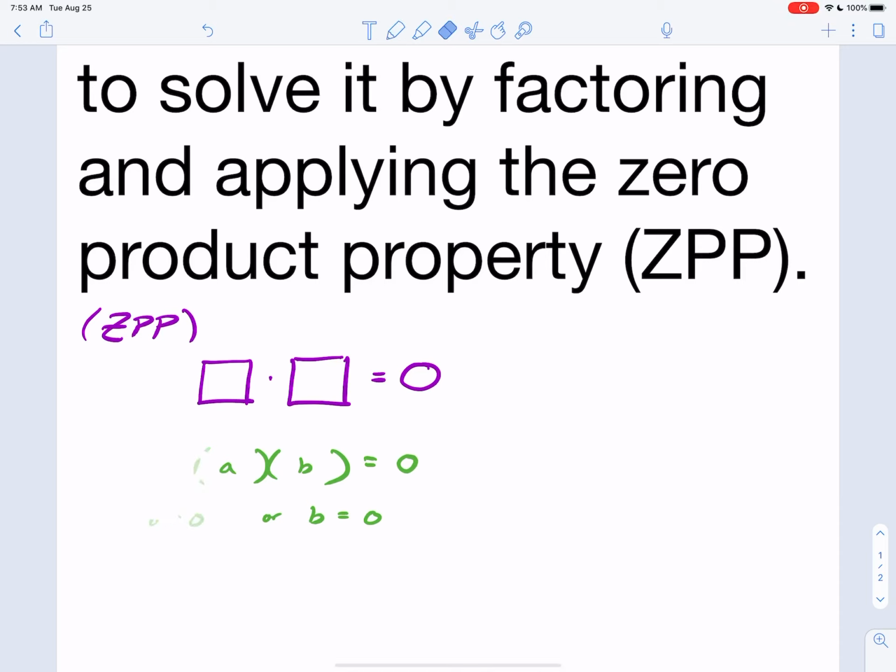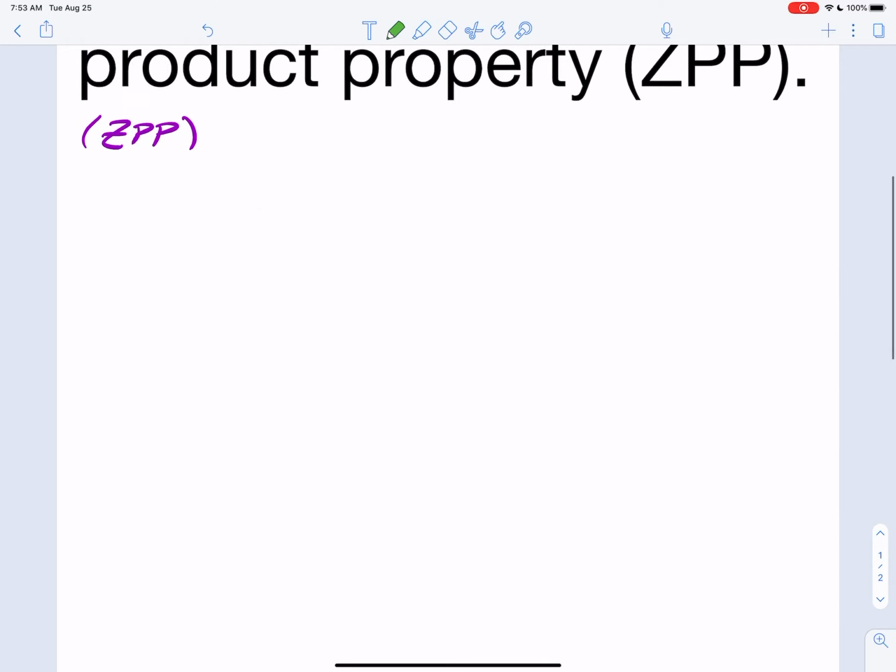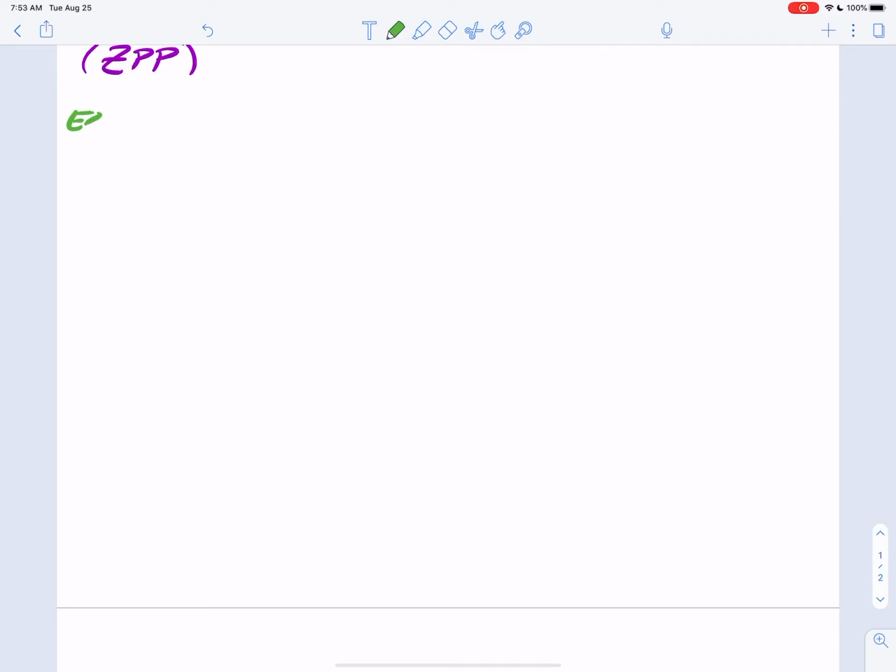So let's try this one out and use what we've been learning here, okay? So look, here's example 1. Solve. Sometimes I'll say solve the equation. I'll just say solve for x. Okay, here's part A. Let's say you had the quantity x minus 6 times the quantity x minus 2 equal to 0.